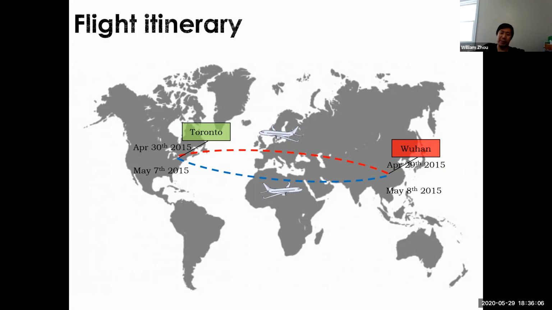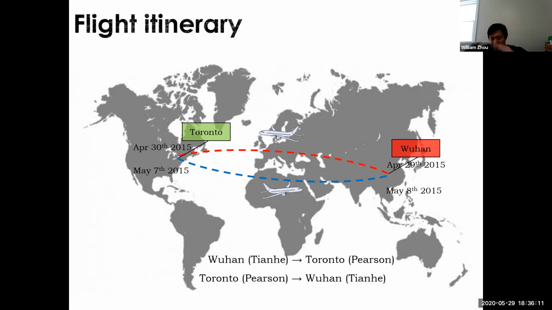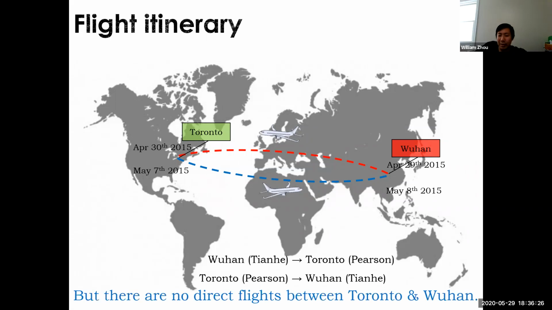Now, why am I telling you about my life? You probably don't care. Well, what's interesting is I can write down my flight itinerary like a chemical equation. So I start from Wuhan, I go to Toronto, and then I go from Toronto back to Wuhan. Okay, cool, but who cares, right? Well, there are no direct flights between Toronto and Wuhan, so this isn't the whole story. I did go from Wuhan to Toronto, but all I told you was where I started and where I ended up. I didn't tell you how I got there. Because there are no direct flights, I must have transferred somewhere. You see what I mean?